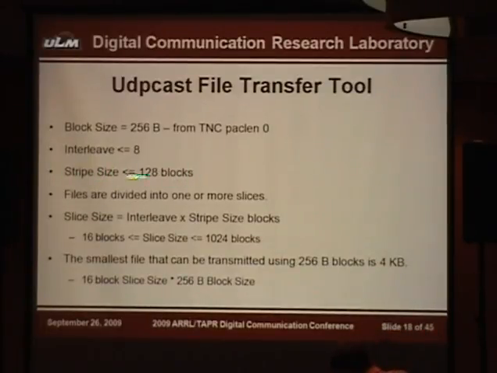So now I'm putting these requirements on, and that's going to dictate the types of data that I can start sending. Files are divided into one or more slices. The size of the slice is the product of the interleave and the stripe size in blocks. There is a requirement on the slice size. It has to be greater than or equal to 16 blocks, but less than 1024. Well, this is a driver for me. That's the minimum. This is going to be interesting here.